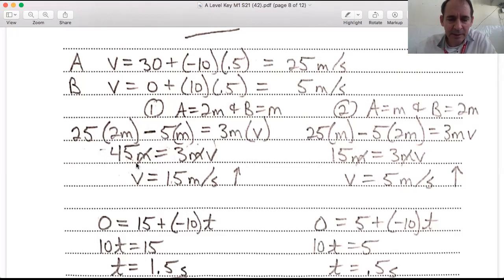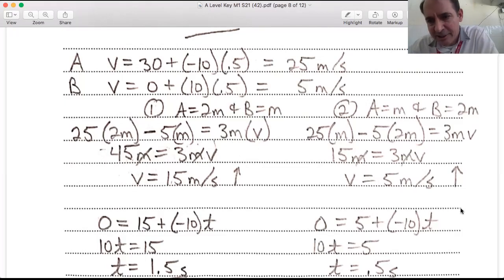That's 45M minus particle B, which was going 5 meters per second when it hit, and it has a mass of M. So 50M minus 5M is 45M, and that's going to give us a combined mass of 3M times the velocity just after it impacts. And notice the M's cancel out. You can divide those out, divide by 3. So that means your velocity is 15 meters per second in the upward direction because you did up minus down.